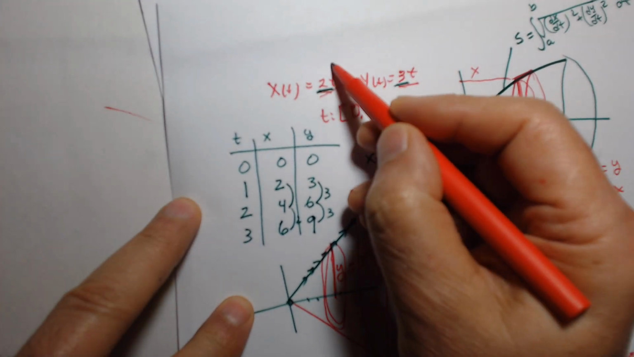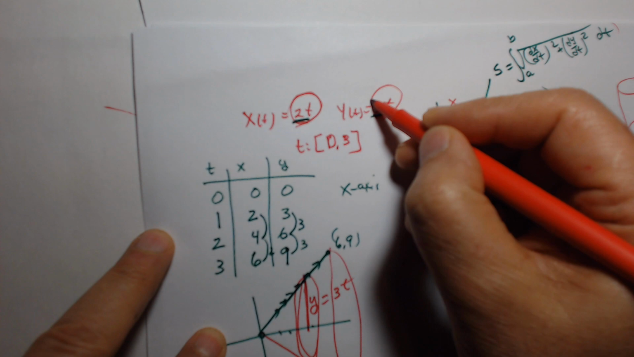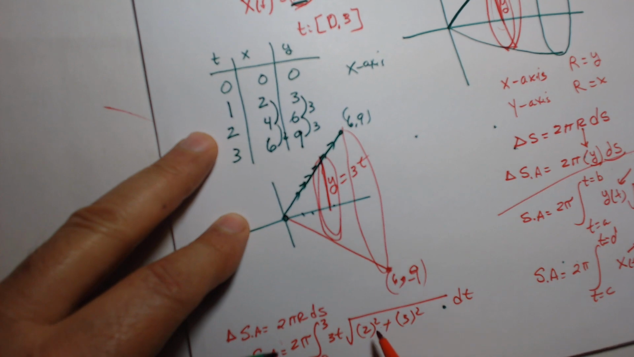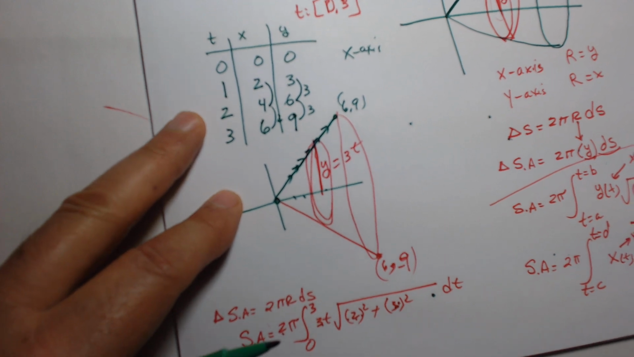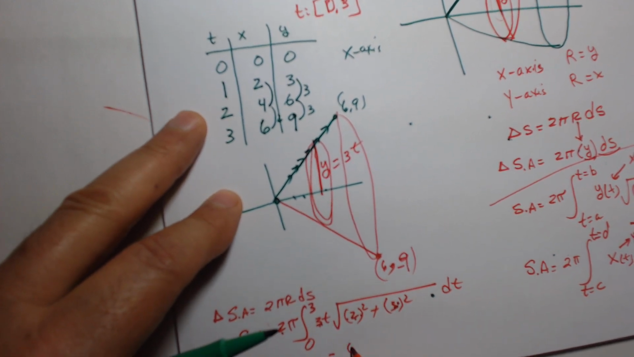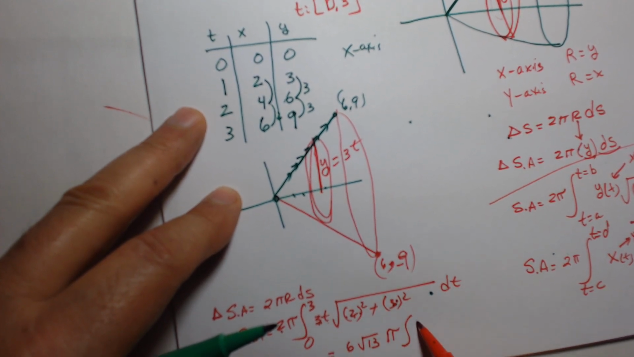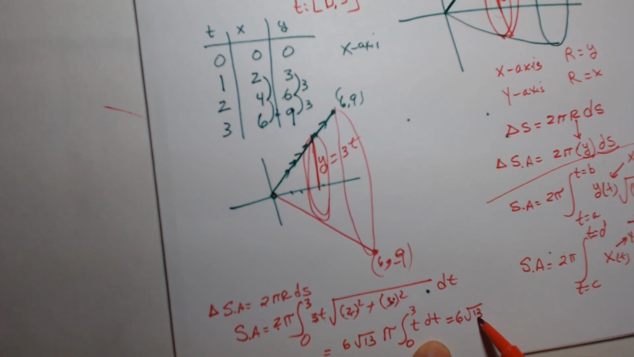And dx/dt is 2, but you have to square it. dy/dt is 3, you have to square it, dt. Remember, 2 squared is 4, 3 squared is 9, 4 plus 9 is 13. Square root of 13 is not a perfect square. Therefore, you have a 2 here, a 3 here, and then the square root of 13. 3 times 2 is 6. The square root of 13 pi. All you have left is t dt from 0 to 3.